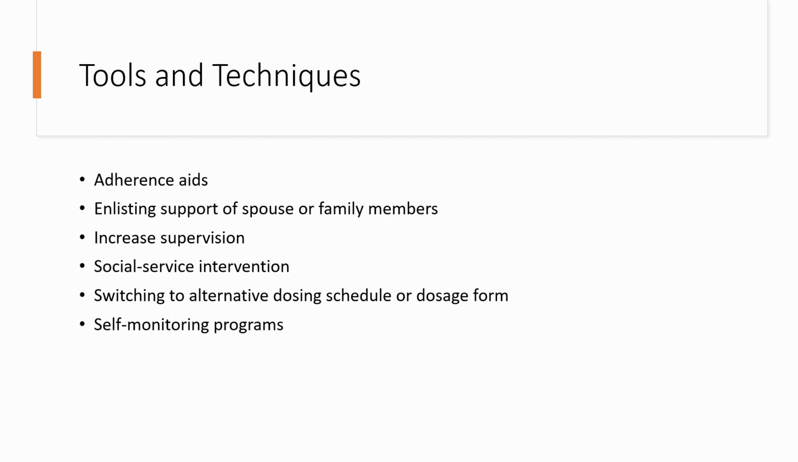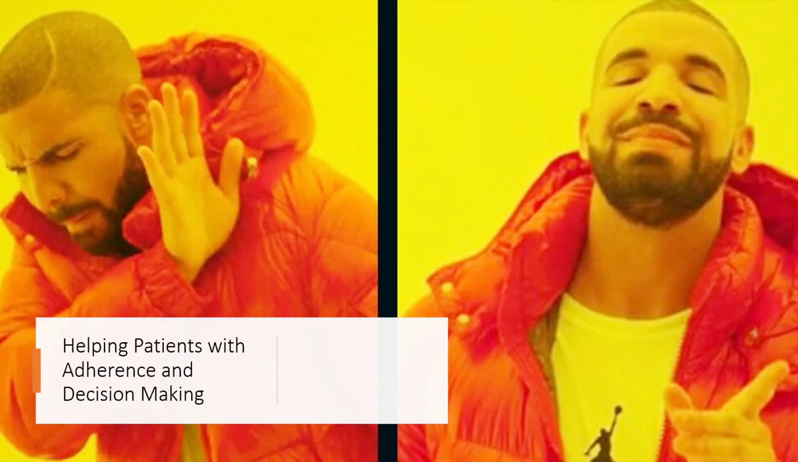And switching to alternative dosing schedules or dosage form. This is very helpful by simply adjusting when the patient starts taking their medication. It allows the patient to become more amenable to our treatment schedule. And finally is self-monitoring programs. If you can make a checklist of some kind or what the patient should expect upon their treatment, this consists of the self-monitoring program. And that is it for the lecture on our patients with adherence and decision making.